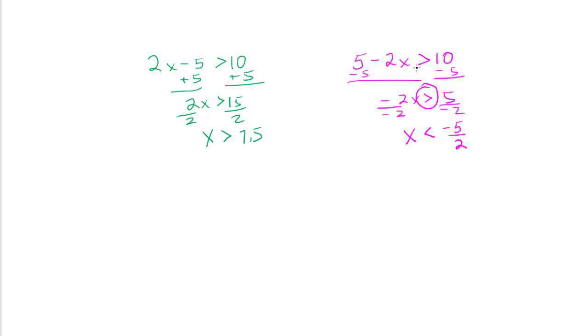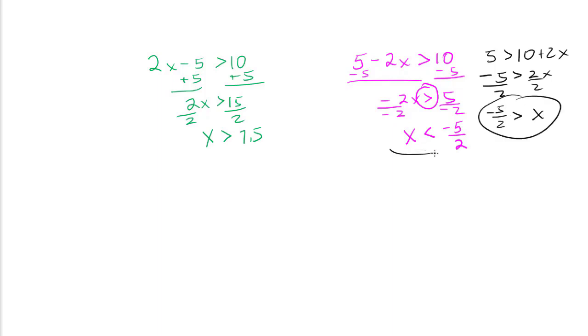Well, I could solve this a different way. I didn't have to divide by the coefficient. I could have just added 2x to both sides. I would have gone 5 is greater than 10 plus 2x. And then I would have subtracted 10 from both sides. 5 minus 10, which is minus 5, is greater than 2x. And then I divide by 2, no problem, because I'm not dividing or multiplying both sides by a negative. And simply x is less than minus 5/2.